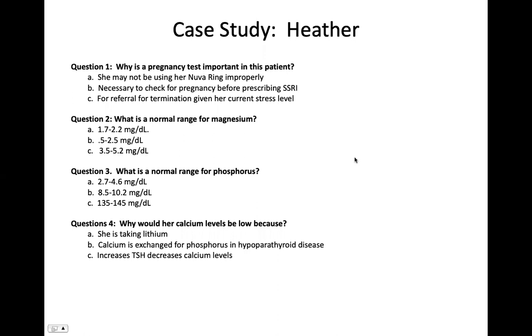What's a normal range for magnesium? I profess my ignorance on this. Okay. I'm going to give you a very simple way to learn it. It's 1.7 to 2.2. So what you want to know about mag, you want to keep in your head the number 2. Okay. All right. Question 3. What's the normal range for phosphorus?